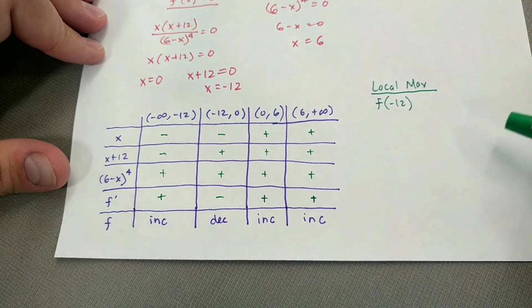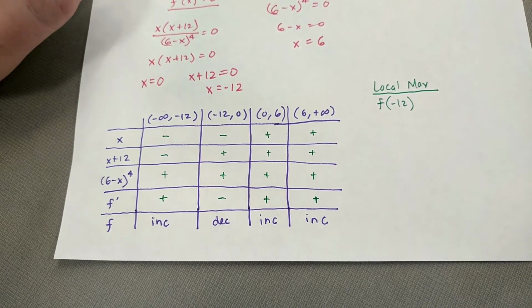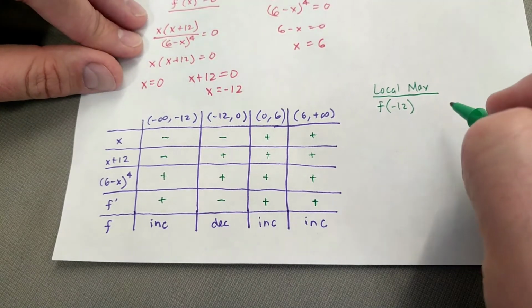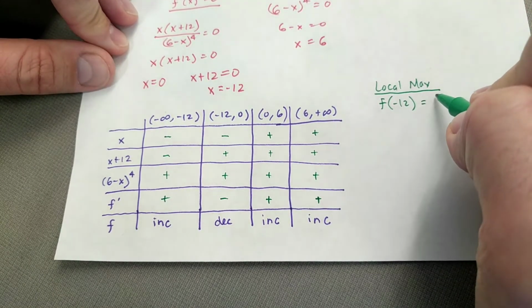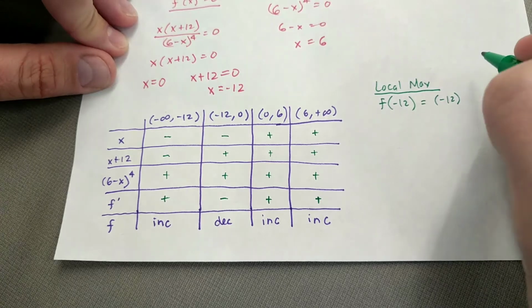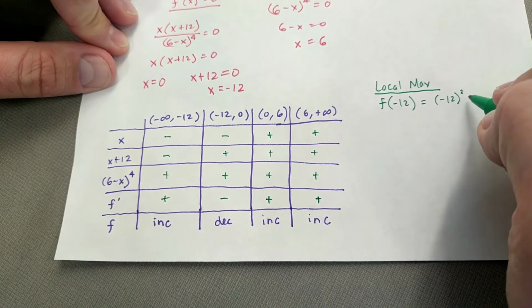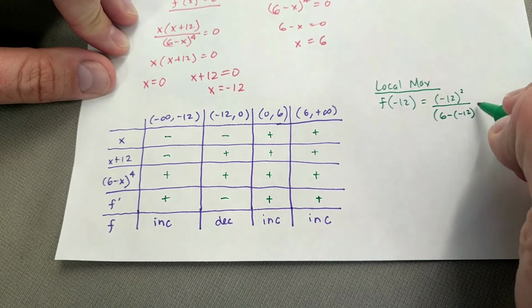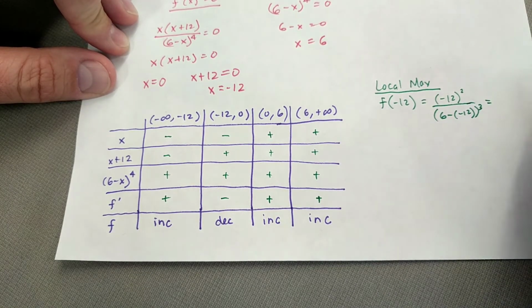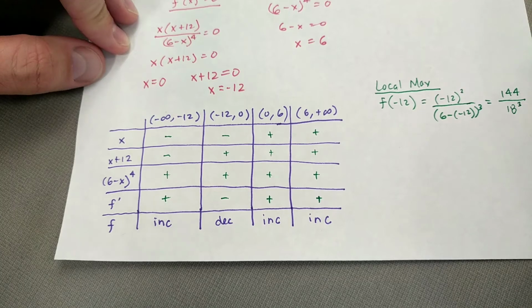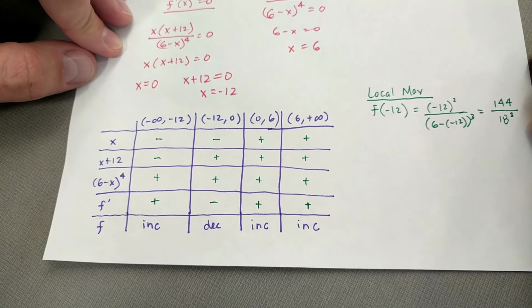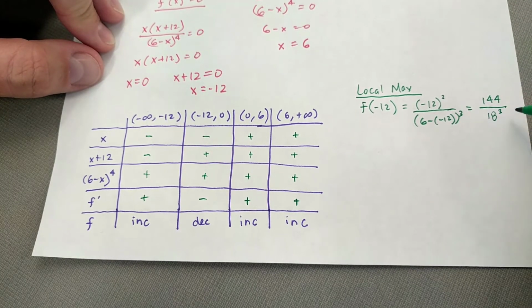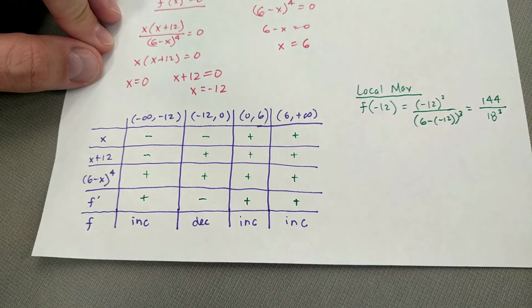So this is technically a correct answer: f at negative 12. But often I like to actually go a bit further. So I'll go, oh, negative 12 squared over 6 minus negative 12 cubed. So that's 144 over 18 cubed. What is 18 cubed? I don't know. I don't have my calculator near me. But that would be the output value in this particular case.